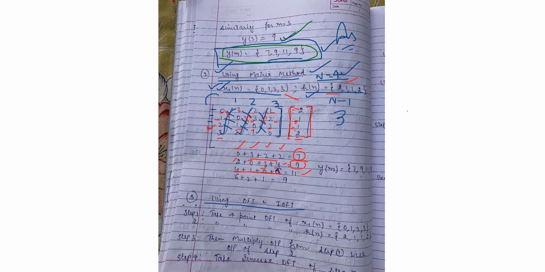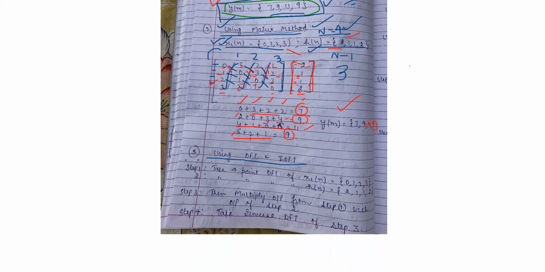Similarly for this, 3 multiplied by 2 is 6, 2 multiplied by 1 is 2, 1 multiplied by 1 is 1, plus 0 multiplied by 2 is 0. It becomes 6 plus 2, 8, plus 1, 9. Hence the result is 7, 9, 11 and 9. Hence the result by the matrix method is the same as the result by the graphical method, that is 7, 9, 11, 9.